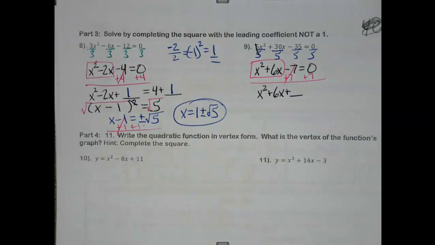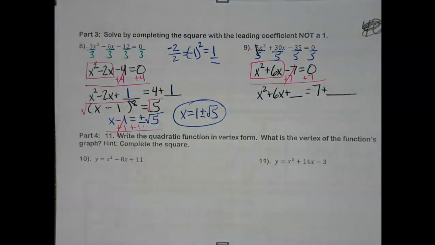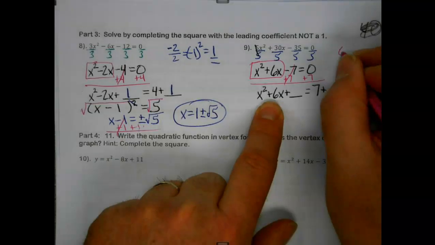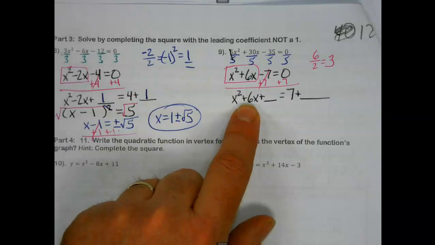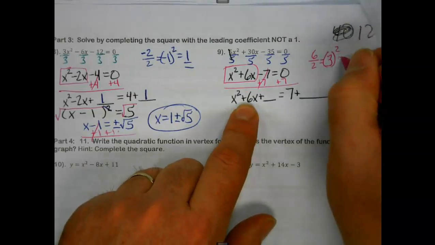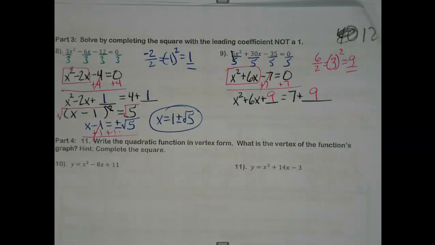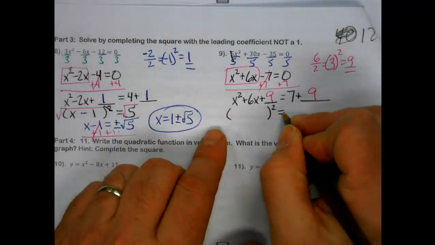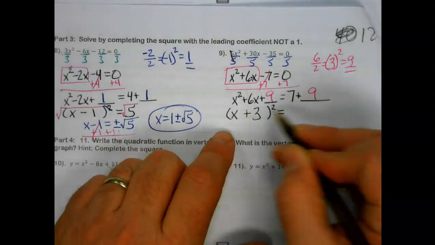With a blank. 0 plus 7 is 7. It also gets a blank, just like we did before. But this time, luckily for us, my number in front of x, my b term, is nicely going to be divided by 2. We're always cutting that in half, always dividing it by 2 and squaring it. Because then when I go to do my binomial square, x plus half of positive 6, which is positive 3.